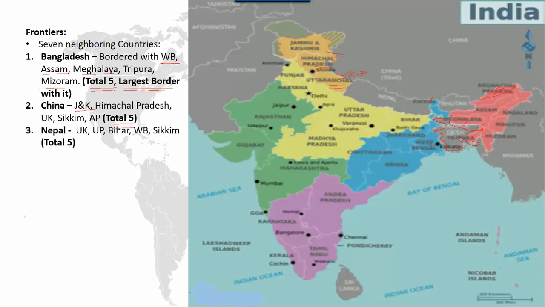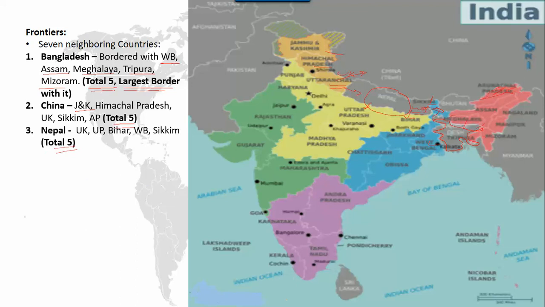Next country is our Nepal, which is facing political turmoil these days. It is sharing longest border with Uttar Pradesh. It is also sharing border with Bihar. It is sharing border with Uttarakhand. It is also sharing border with West Bengal. How will you recall West Bengal? See, this particular chicken's neck, this part is Sikkim and this part is West Bengal. Okay. Now again, see, total 5 states are there.